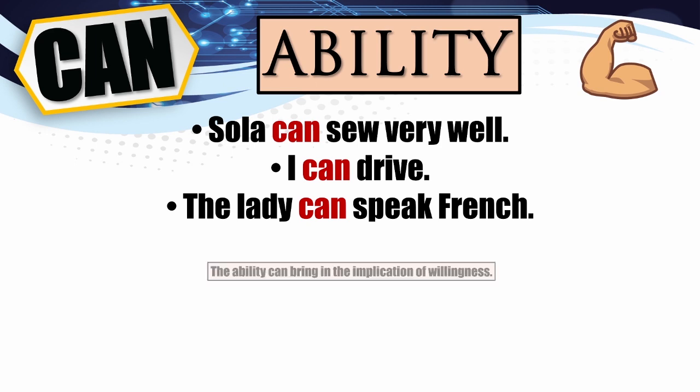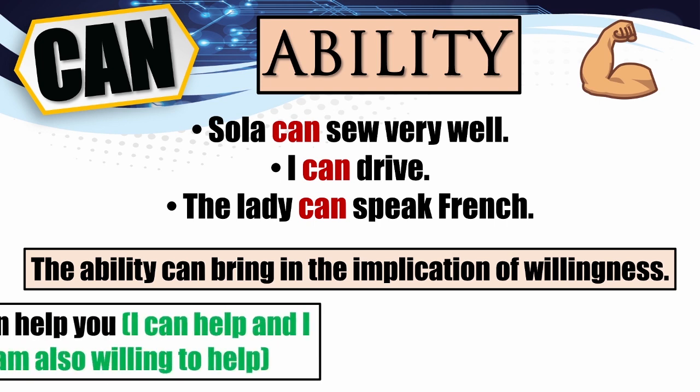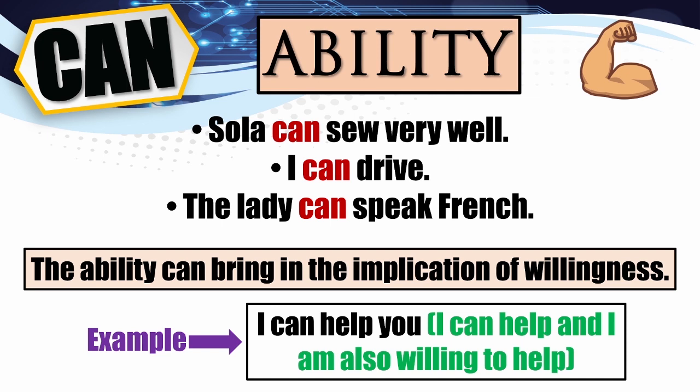Another thing you need to note is that when we talk about can in terms of ability, it can also bring in the implication of willingness. It also implies willingness. For example, I can help you. Inherent in this sentence is the notion that I have the ability to help you and that I am also willing to help you. So can also include willingness, that is under ability.